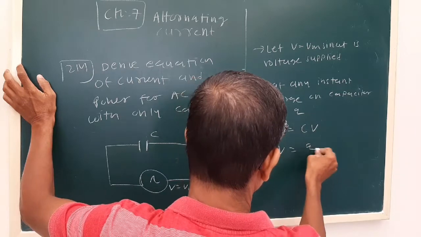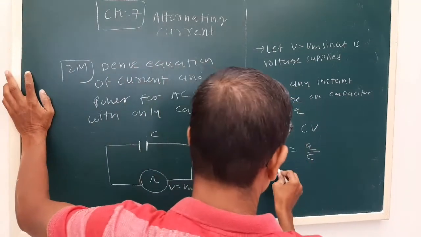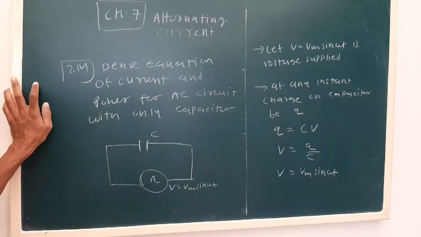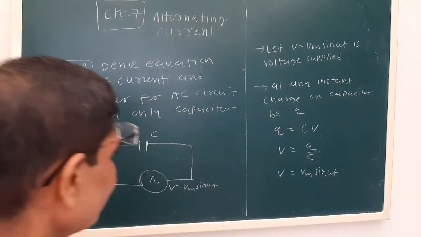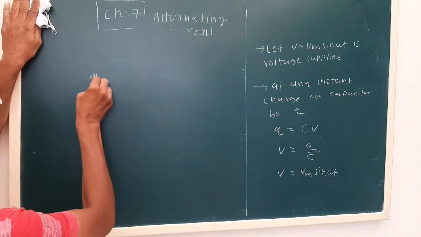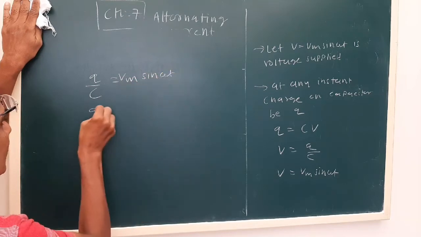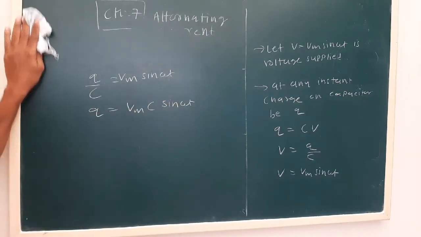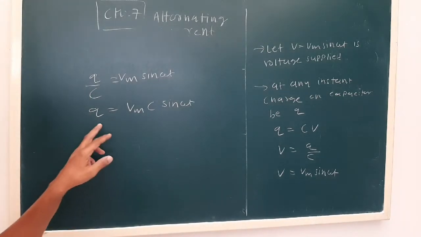So V is equal to Q by C. Now see, our voltage supplied is V equal to Vm sin omega t. Now both of these equations represent voltage only. So if we compare, Q is equal to Vm into C sin omega t. Now see here, we have obtained the equation of charge.